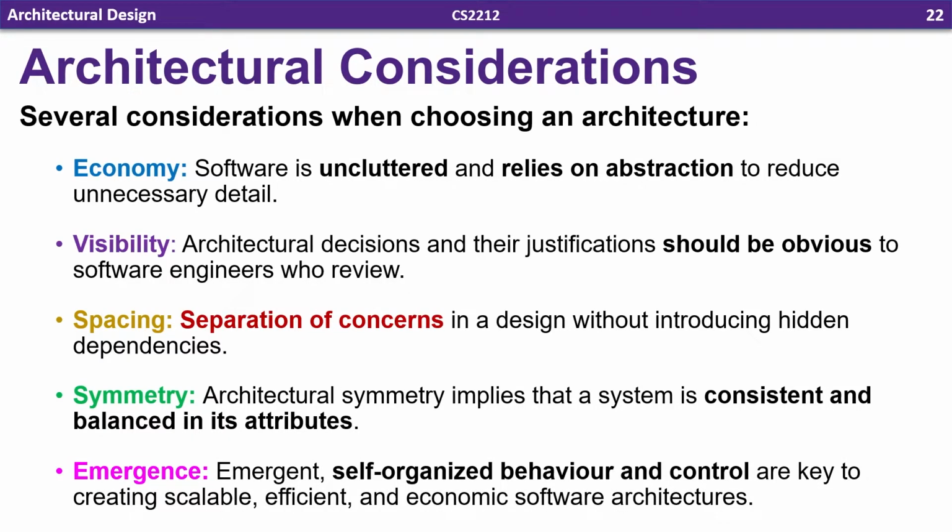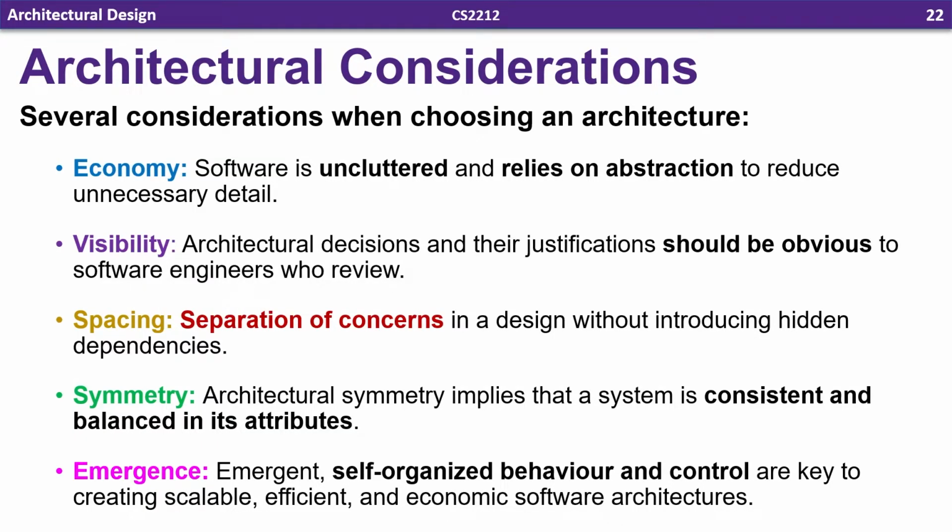Emergence. A good architecture should have self-organizing behavior and control. For example, many real-time software applications are event-driven. In these kinds of systems, it's difficult to plan for every possible sequence of events. So we should create a flexible system that can accommodate any kind of emergent behavior that might occur.